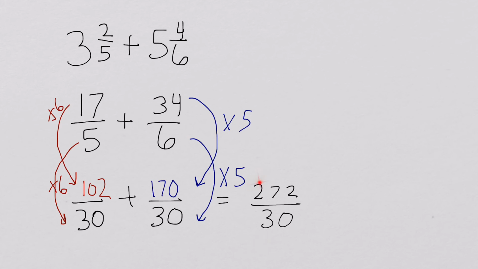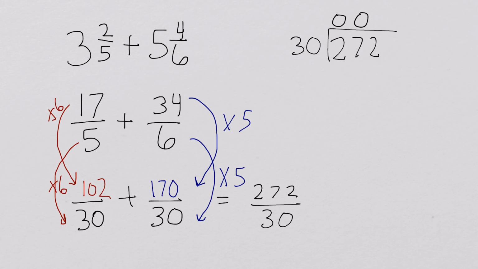This is a big, ugly number. We got a 272 as the numerator. We have a double digit as the denominator. It's going to be tough, but that's okay. Divide 272 by 30. Well, 30 can't go into 2. 30 can't go into 27. So we have to go into 272.